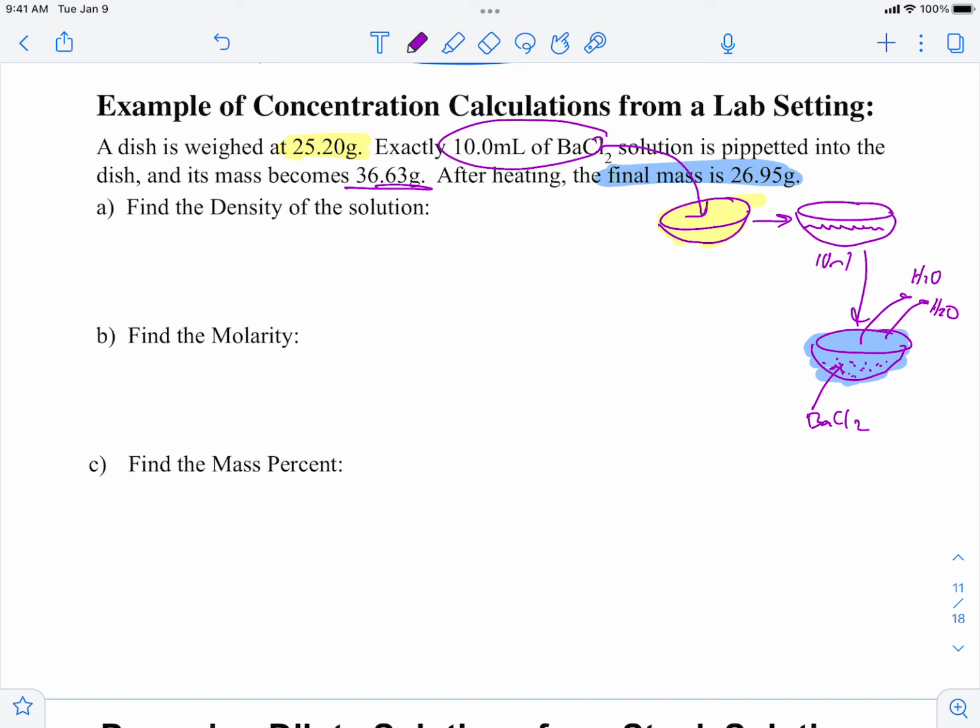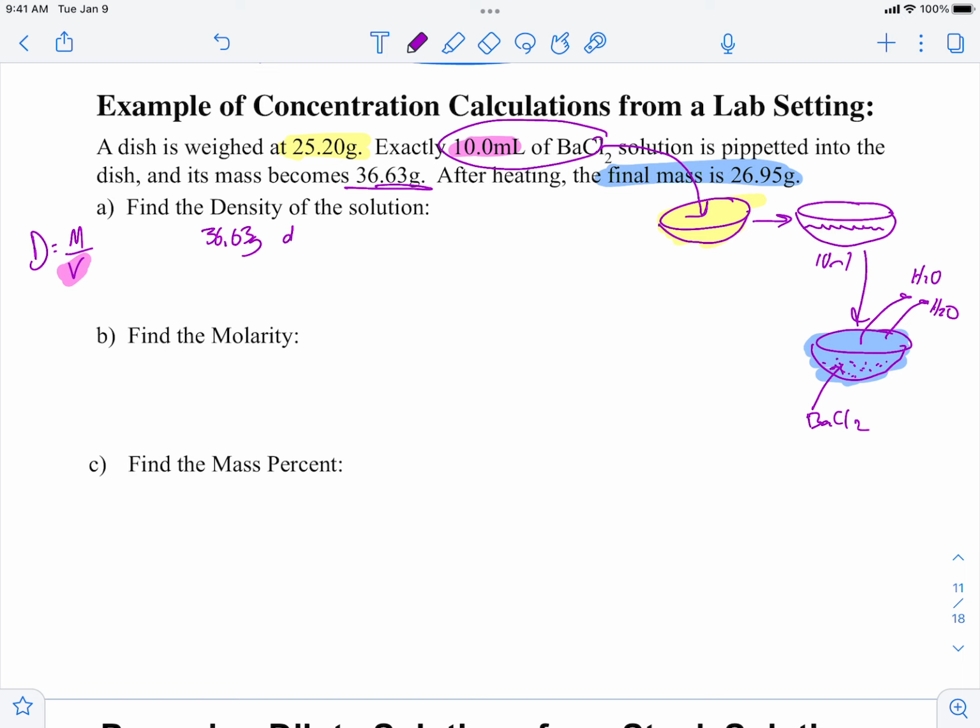First, what's the density of the solution? Let's back up. Density is mass divided by volume. Remember that? So for the solution, we need to find two things. We need to know how much the solution weighed and what the volume of the solution was, which isn't hard because that was given to us. So volume is here. But how do we find the mass of the solution? I know how much the dish weighed. Yeah, let's just subtract. Which numbers do I subtract? Because I see a bunch of numbers up there. 25.2 and 36.6. Okay, yep.